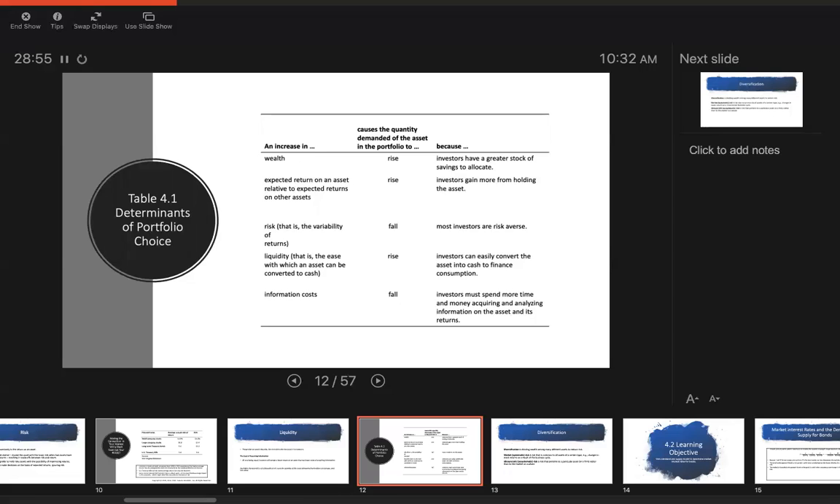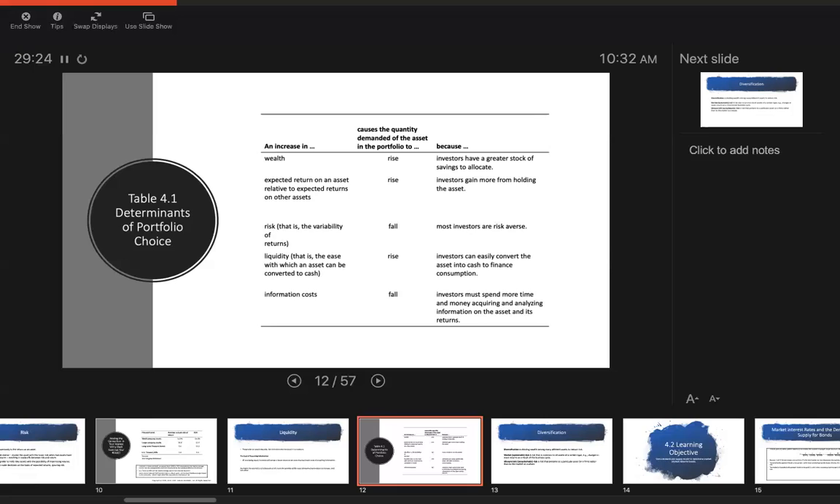Okay. And so here there's a quick little table which tells you what should happen in each of these cases. An increase in wealth should increase the demand for financial assets, right? Quantity demanded of the asset in the portfolio should rise because investors have more savings. You're wealthier, you demand more financial assets. If there's an increase in the expected return of one asset relative to all other assets, you expect to see an increase in the quantity demanded of that asset.